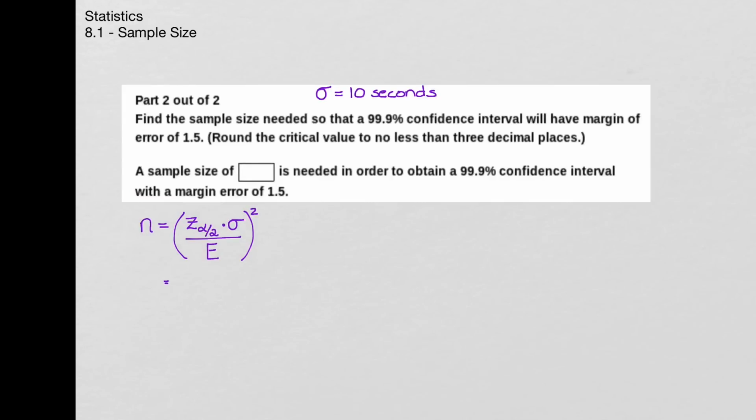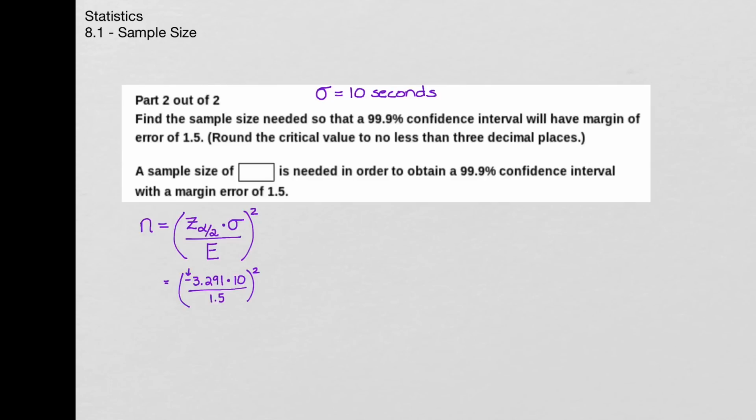Okay, so now I'm ready to plug in my value of z. And what if I forget to take the negative off? So the negative really shouldn't be there. I have negative 3.291 times sigma, which is 10, divided by the margin of error, which is 1.5 for this problem. And then we square. And this is why it doesn't matter if I still have that negative in there, because I'm going to square it anyway. It's going to come out positive.